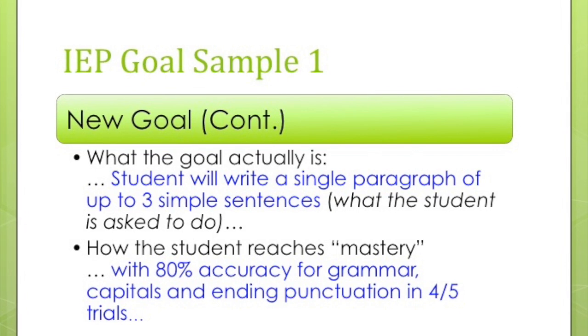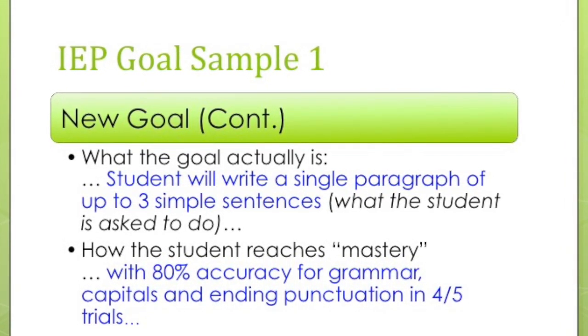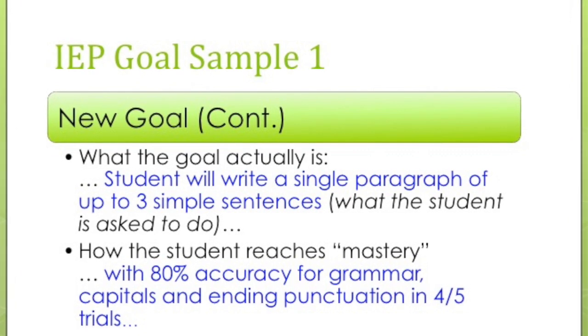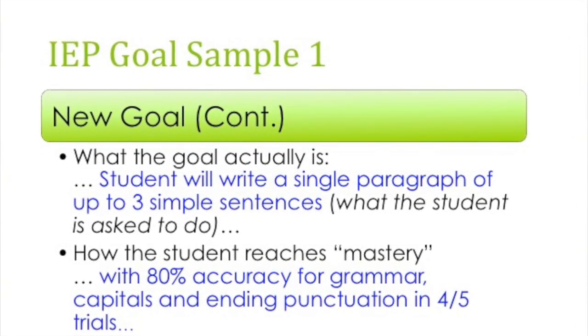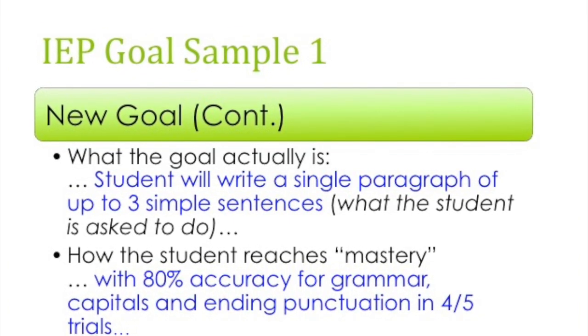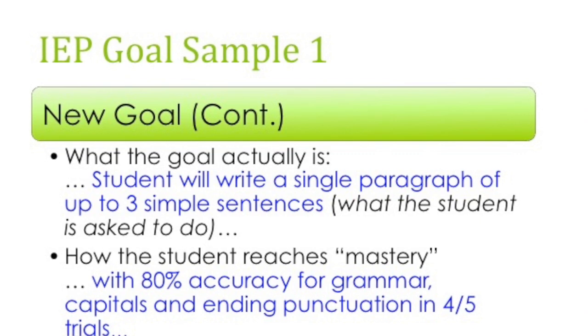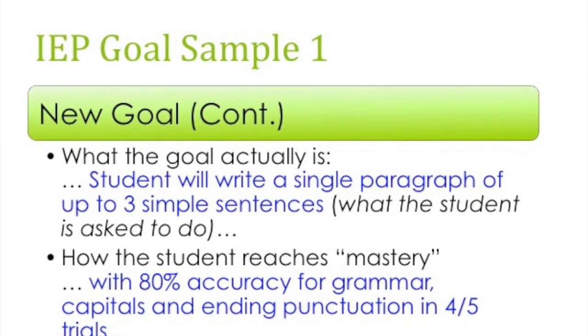And then how the student reaches mastery is with 80% accuracy for grammar, capitals, and ending punctuation in 4 out of 5 trials. Now grammar could also be considered proper sentence structure, and then the capitals and periods would be considered mechanics. So you could say grammar and mechanics, or you can be more specific.